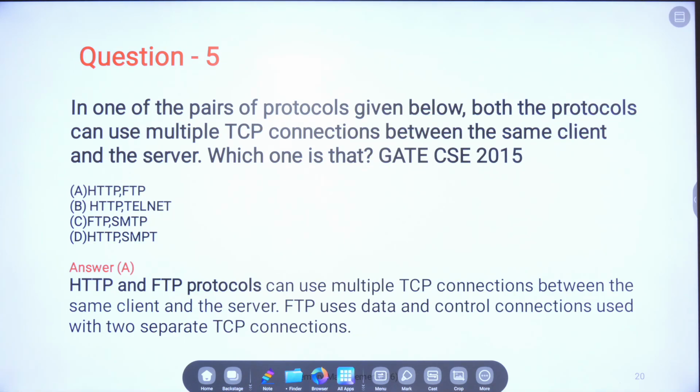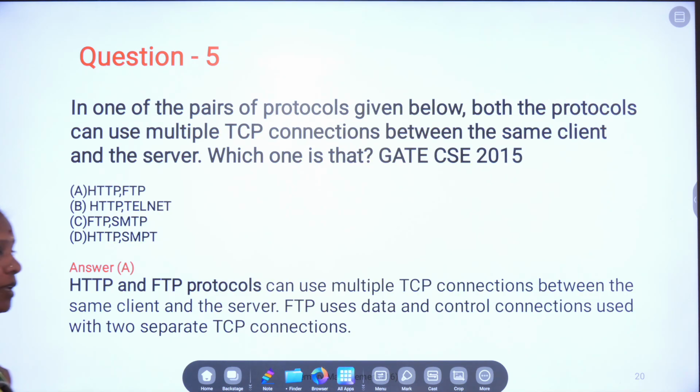Next, question number 5. In one of the pairs of protocols given below, both the protocols can use multiple TCP connections between the same client and the server. Which one is that? It is a GATE previous question, 2015. We have 4 answers: HTTP and FTP; HTTP and Telnet; FTP and SMTP; and the fourth one is HTTP and SMTP. Okay, the answer is A.